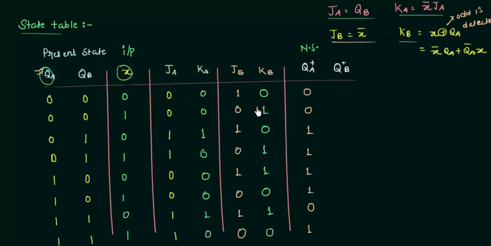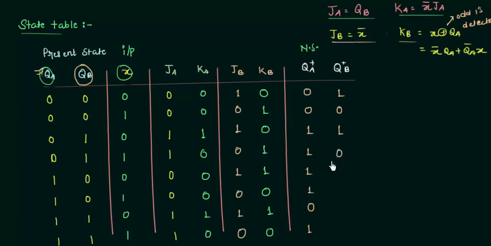Now we are done with JB and KB, the two inputs of our B flip-flop, and by using them we will find the next state, that is QB plus. Let's start, and we will now see the present state of the B flip-flop, which means QB. QB is 0, JB is 1, KB is 0, it means QB plus is 1. QB is 0, JB is 0, KB is 1, it means 0. Again 1 0, it means 1.